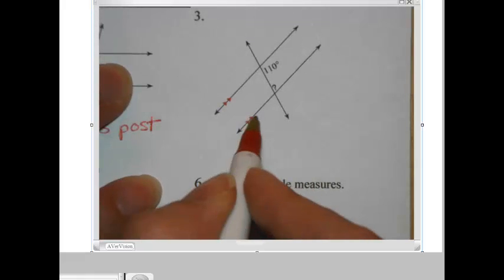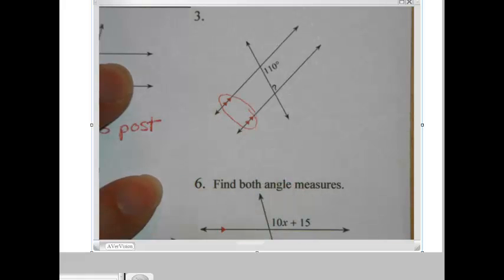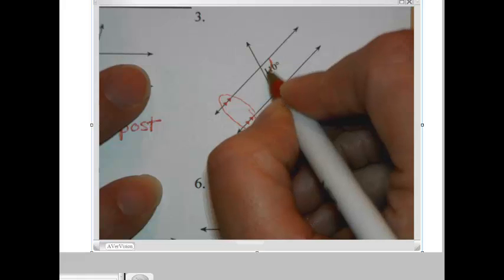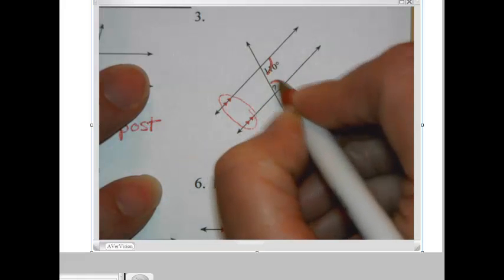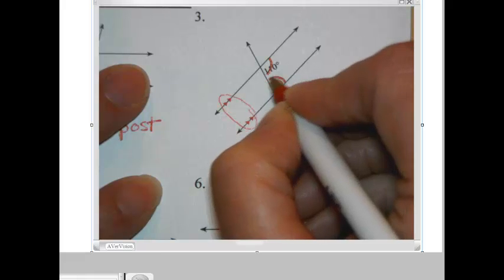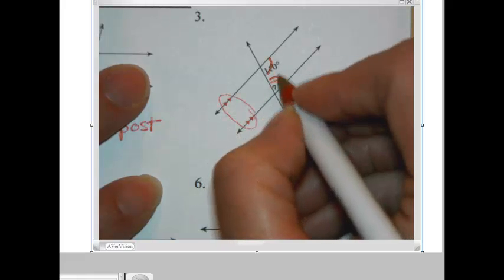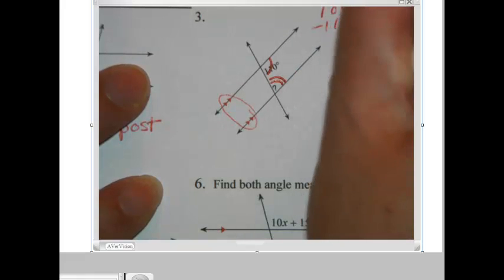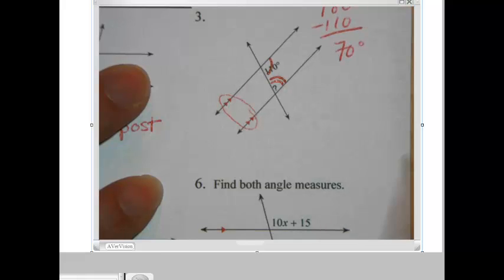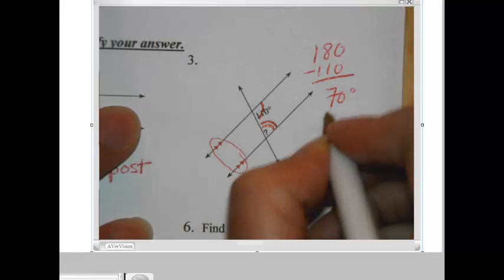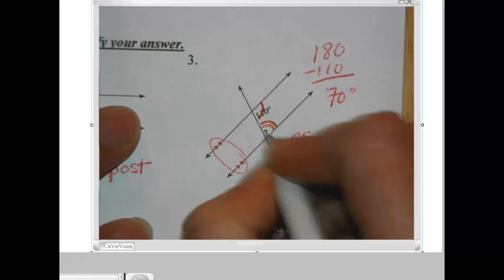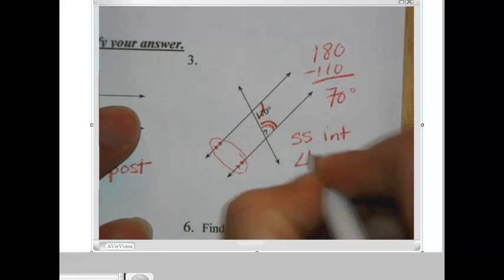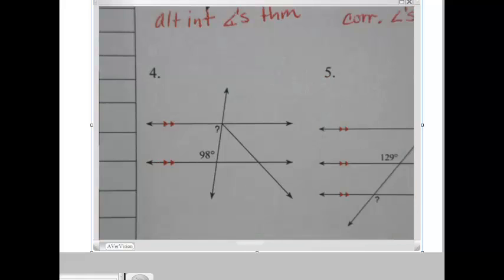Okay, here's the next one. Are the lines parallel before we do anything? Our double arrows say yes, they are. So since they're parallel, I can make a conclusion about angle 110 and this one right here. These are on the same side of the transversal and they're both interior. These are same side interior. We learned that these are not the same, but they add to 180. So 180 minus the 110 is going to give me that missing angle. That's a 70-degree angle, and that's 70 degrees because of the same side interior angles theorem. There's your abbreviation.